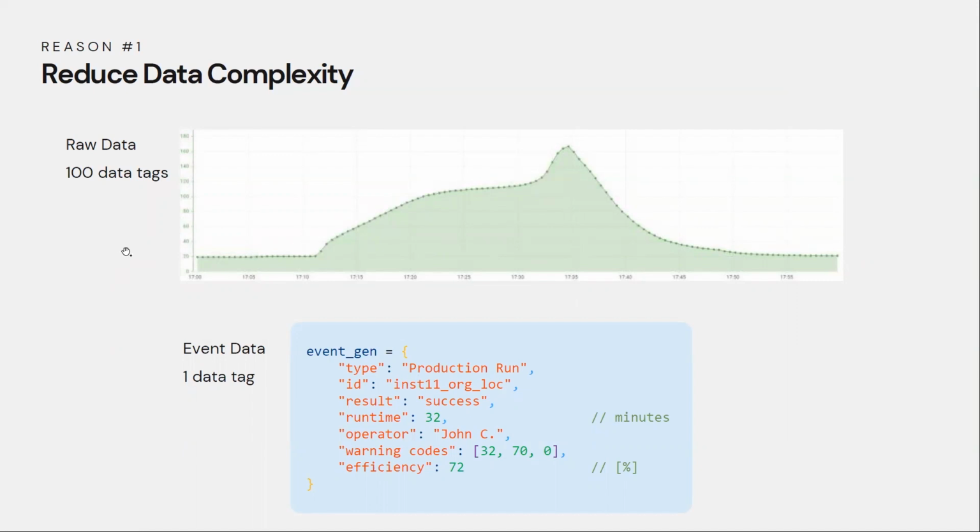So what the data engine does is extract that event from the time series data, and very often not necessarily one data tag, but it could combine many data tags, describing that process into one event. So here, the event, as an example, could be a production run, and the event could be composed of properties such as whether the run is successful, how long the run took, who is the operator, what are the different warning codes in the process, what's the efficiency of this process. So we are converting essentially possibly many raw data tags into one event data tag.